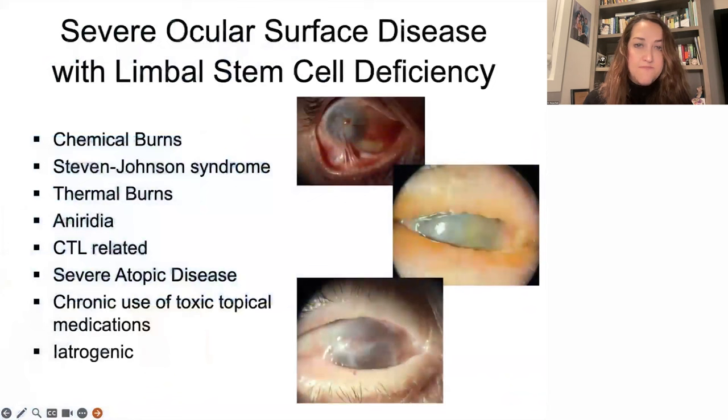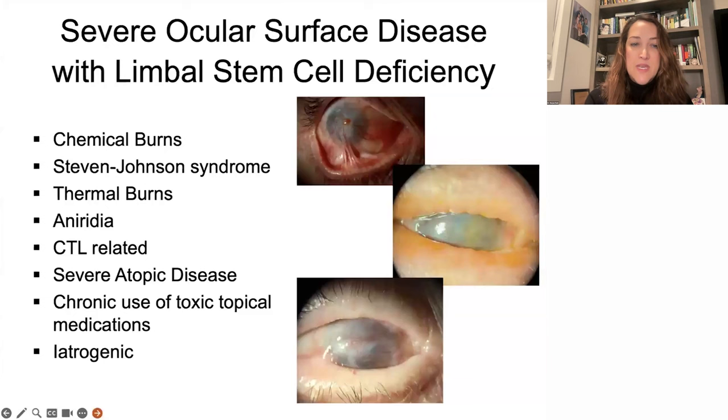So I'm going to jump ahead a little bit more now to the more severe forms of severe ocular surface disease. And I know that questions are coming up into the question and answer box. I will definitely address those at the end of the PowerPoint slides. So just hang on to those questions and we will certainly get to those.